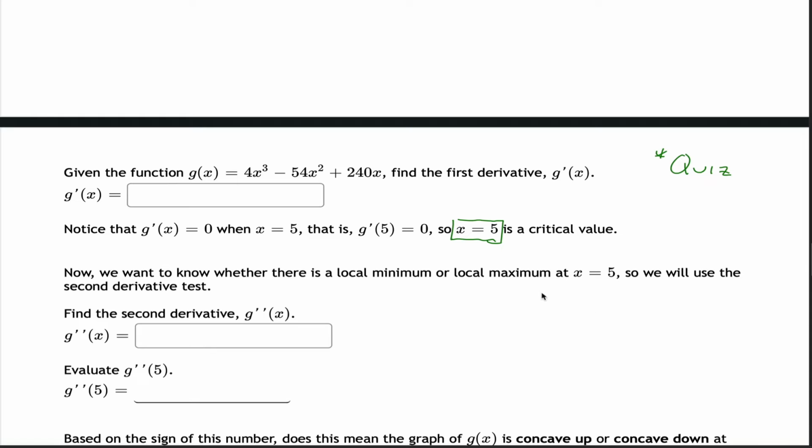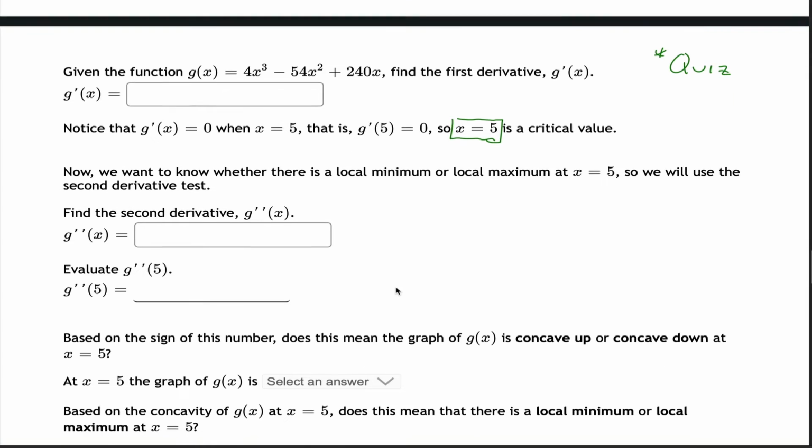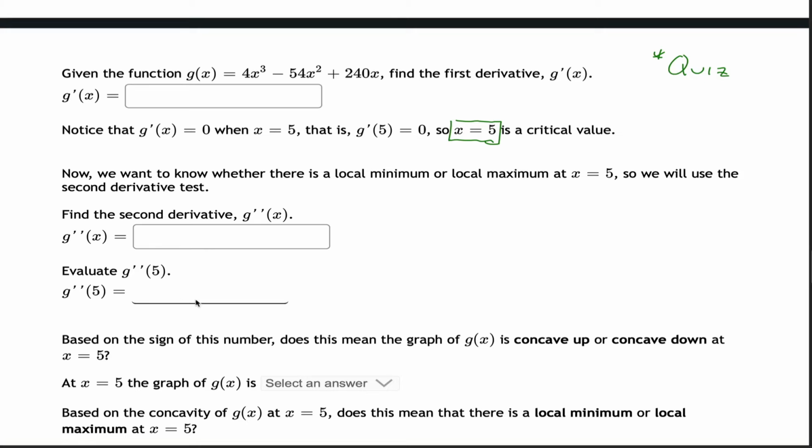And then you classify those critical values as local minima or local maxima. So you take the second derivative. Right, you got the first derivative, take the second derivative, easy enough because it's just a polynomial. Then you plug in 5. If a positive number comes out, that means this is concave up. If a negative number comes out, that means this is concave down. If you have a critical value when it's concave up, think that picture. If you have a critical value when it's concave down, think that picture. This picture, we got a local min. This picture, we got a local max.